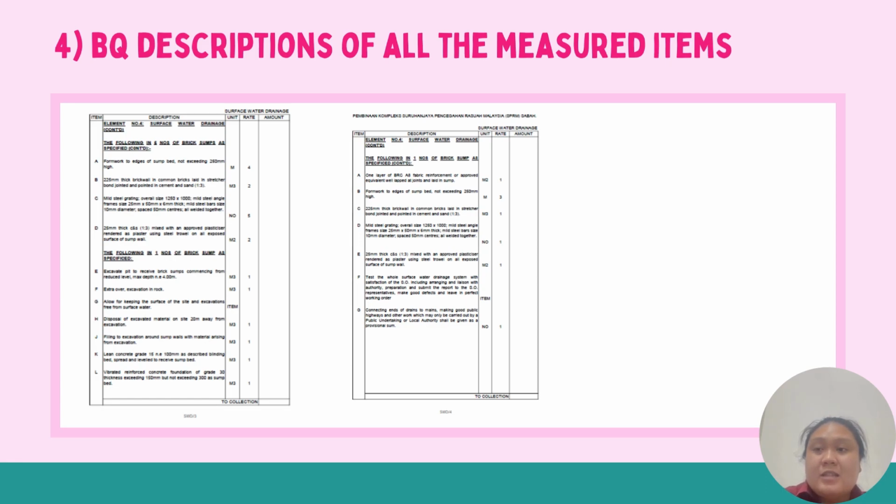Moreover, there is the whole surface water drainage system with certification of the SO, including arranging and licensing with authority. Preparation and submission of the report to the SO representative, making good defects and leaving in perfect working order. And the last one in the bill of quantities is connecting ends of drain to mains, making good public highway and other work which may only be carried out by a public undertaking or local authority, which shall be given a provisional sum.